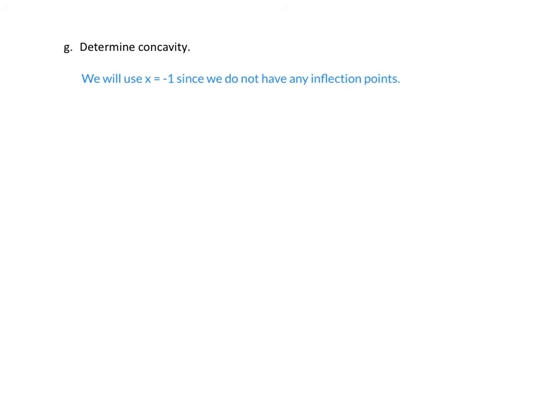Next, we want to determine concavity, meaning we want to find the intervals in which the function is concave up and also the intervals in which the function is concave down. To do this, we typically use our inflection points. However, in this case, there are no inflection points. So instead, we will use our vertical asymptote, x equals -1, and divide the number line around it. So we're dividing the x-axis into two intervals, from -infinity to -1 and then -1 to infinity. We already know that our function is increasing on both of these intervals.